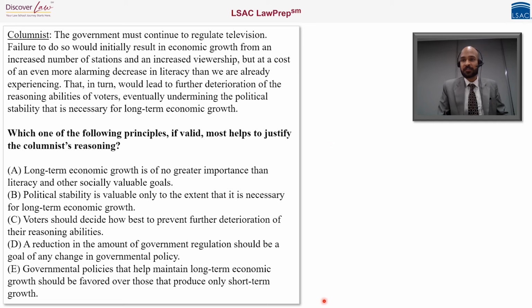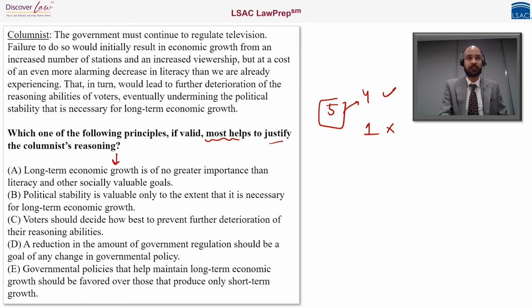When you see the question structure, it's very similar to the previous question that we saw. There's one difference though. You see here that it says which one of the following principles, so you have 5 principles here, if valid, most helps to justify. In the previous question, it said that there were 5 principles, okay, and out of them 4 were justifying and 1 was not justifying. In this question, again you have 5 options.